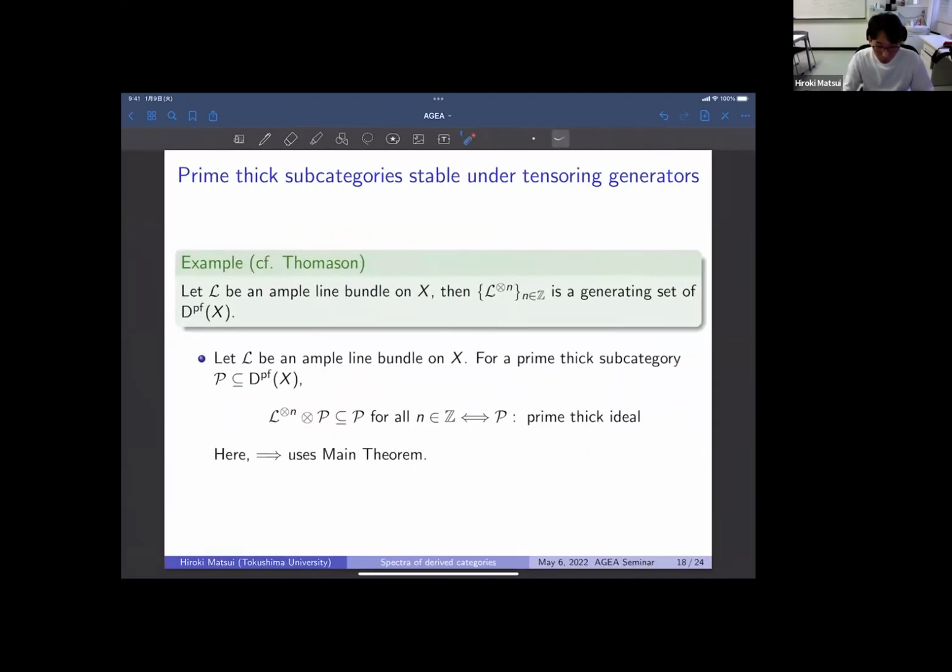So for our triangulated category D^perf(X), we use the following generating set. For example, this statement is given by Thomason. Let L be an ample line bundle on X. Then the set of tensor powers of L gives a generating set of the perfect derived category. So if L is an ample line bundle on X, then for a prime thick subcategory P, this condition is equivalent to saying that P is a prime thick ideal. Indeed, this implication is by definition of prime thick ideal.